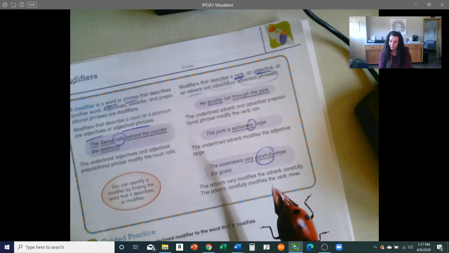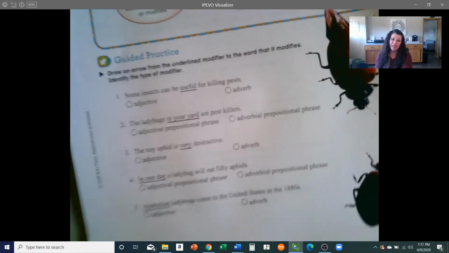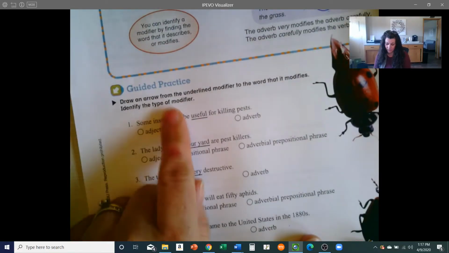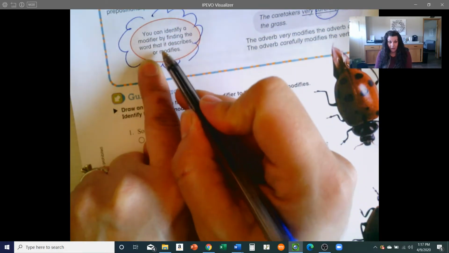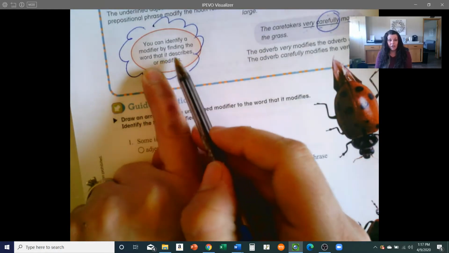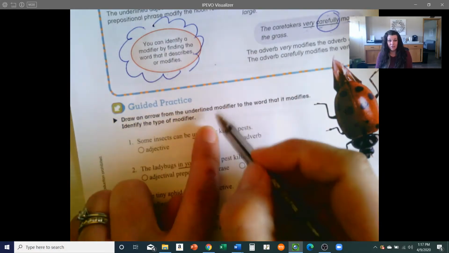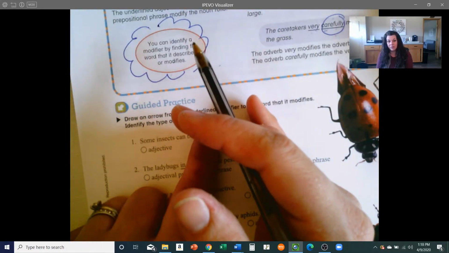Okay. So let's do some examples. Don't let it be too confusing. They only give you 2 choices each time. So you're not choosing between 4 different options, just 2 different options. And you'll want to use this. You can identify a modifier by identifying the word it describes or modifies. So ask yourself a question. What is this word talking about? What is it describing? And that can help you figure out what it is.